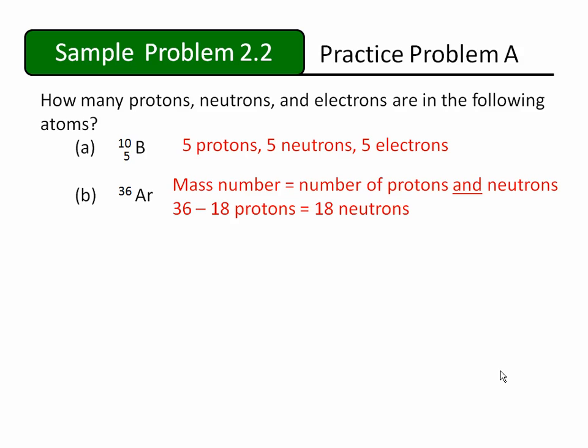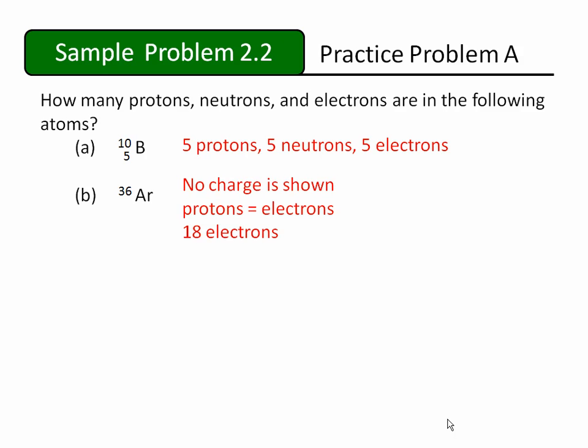We are given the mass number, and again that's the sum of the protons and the neutrons, so a little subtraction. 36 minus 18 will tell us the number of neutrons, and we'll get 18 for that value. And again, no charge is shown, so we will assume that the positive and negative charges all cancel one another out. We already decided that there were 18 protons, so we must say that there are 18 electrons as well.